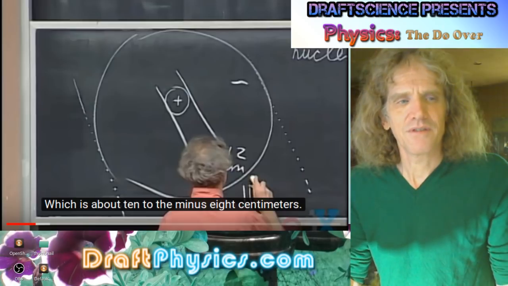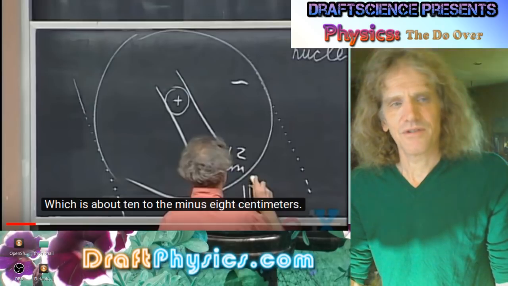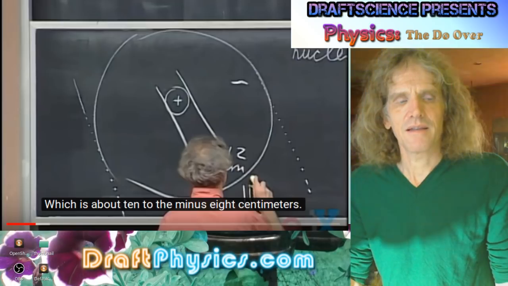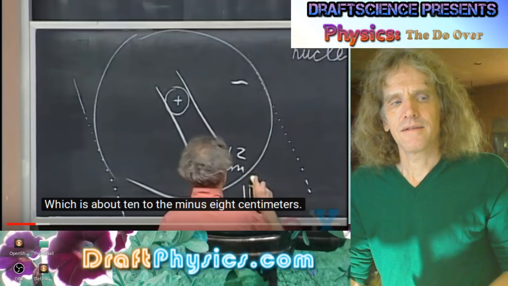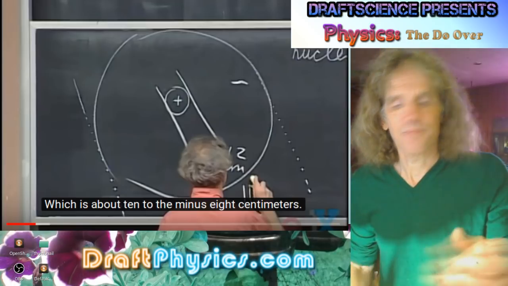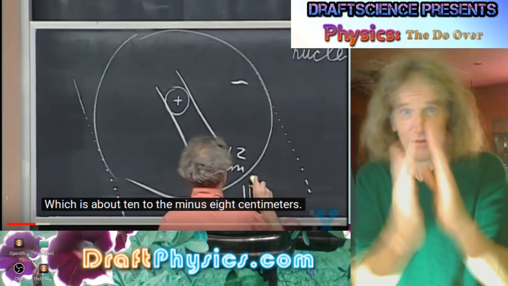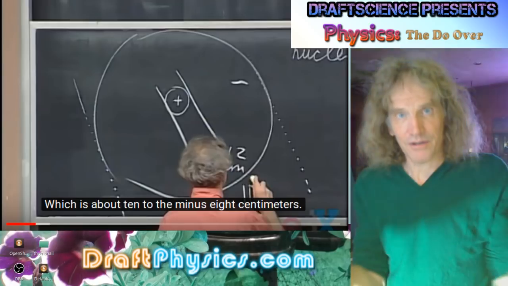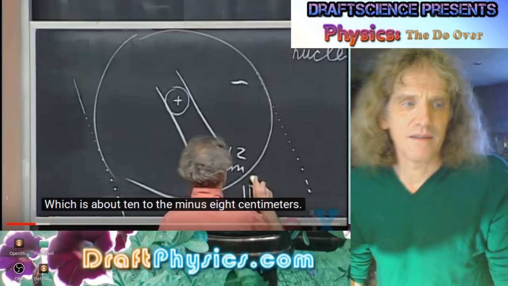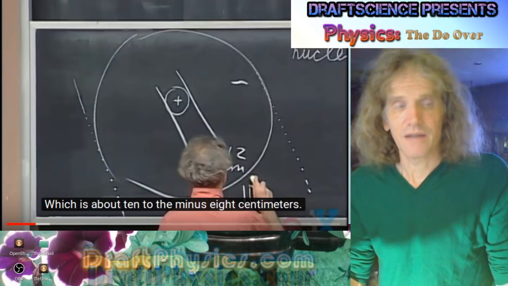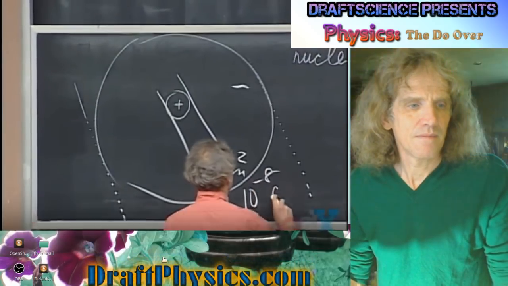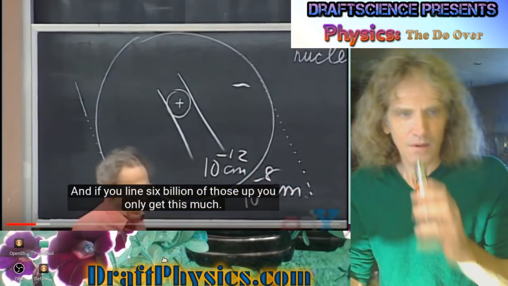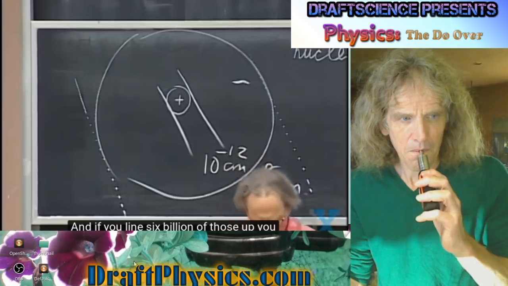How the circumference of the nucleus doesn't really have much to do with anything, but understanding the fact that there's all kinds of red paddles close to each other in the center, and then there's the black paddles at much wider spacing on the outside, is, in my opinion, a better way to understand it. Centimeters. And if you line 6 billion of those up, you only get this much.